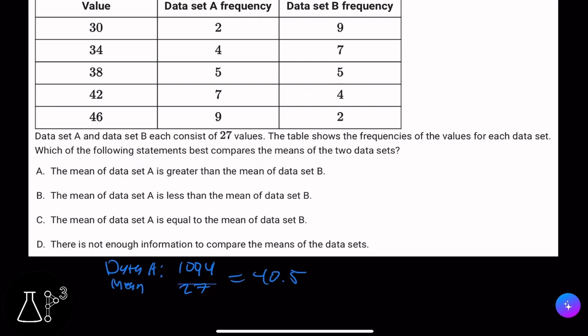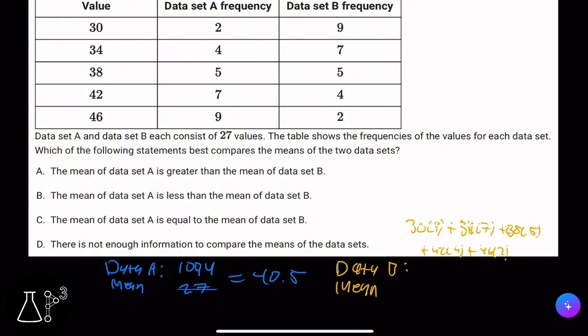So let's do data set B now. Let me do it in a different color so you guys aren't getting confused. I feel like doing an orange color right now. So the data B mean. Remember, same concept, but different numbers. In this case, we're going to do 30 multiplied by 9 plus 34 multiplied by 7 plus 38 multiplied by 5, and then plus 42 with 4 plus 46 with 2, and we plug that into a calculator.